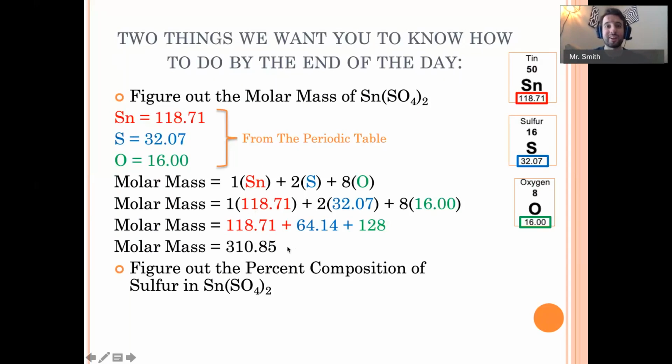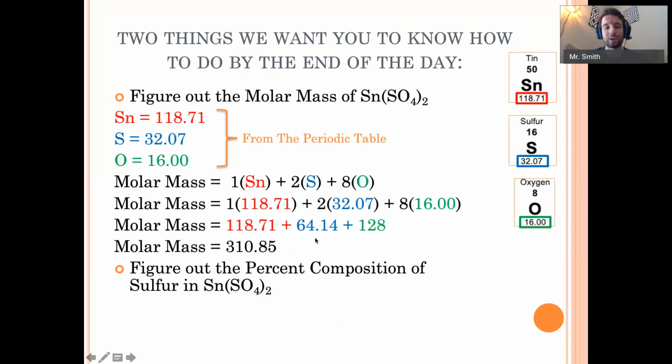For those of you that have already got this and are like, oh, awesome, that's how you figure out molar mass, that's great. If you're like, what the heck just happened? It's okay. We're going to spend the rest of the notes here today explaining how to do this. The last question asks you to figure out the percent composition of sulfur in Sn(SO4)2. What percent composition really is, is the sulfur part, or the blue part, of this molar mass.